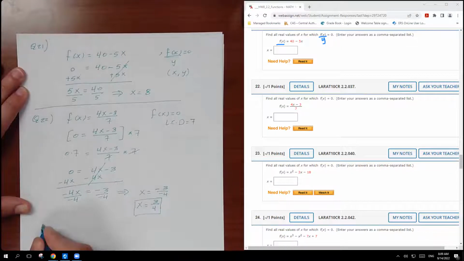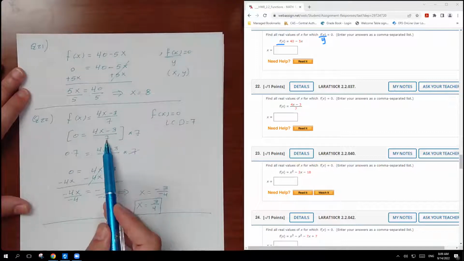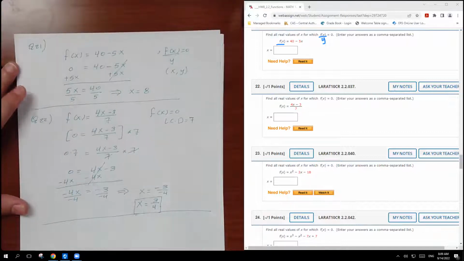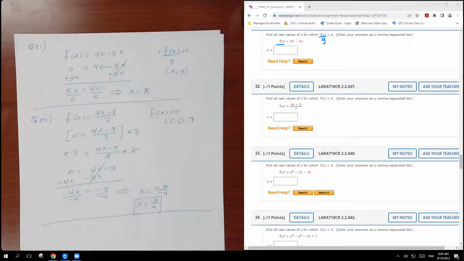Yes. Where did that 7 go? Which one? This one? Because we multiplied 0 by 7, which is 0. Yes, that's good. It's okay. You can ask.